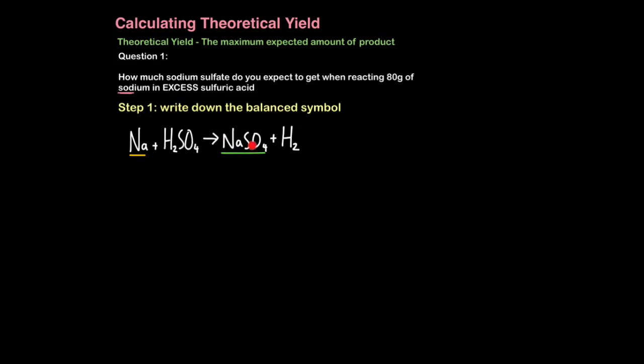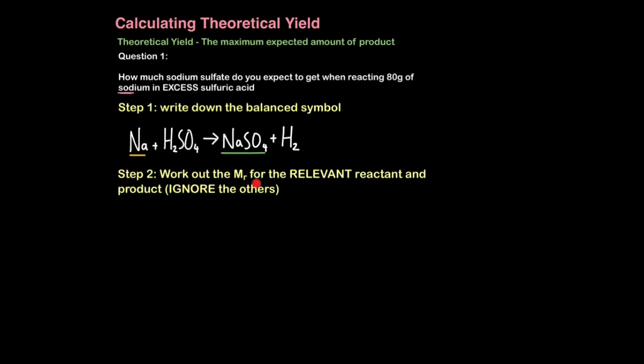Now I've only underlined these two because we can ignore this one, because it says excess sulfuric acid. That means we have so much of it, we don't have to consider it, it's not going to limit the reaction, we have plenty of it. And hydrogen just isn't the thing we're looking to get, it's the unwanted part of this chemical reaction. So we're only interested in sodium and how much sodium sulfate we get.